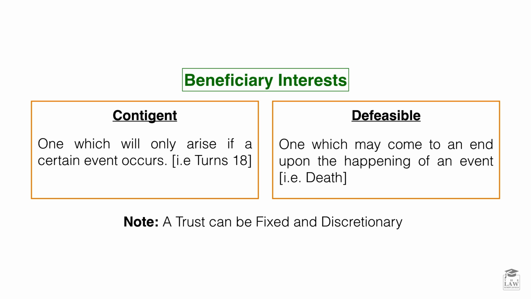Defeasible, on the other hand, is one which may come to an end upon the happening of an event, for instance, death. So in a contingent event, it does not get activated until someone reaches a particular age or accomplishes something, so on and so forth. Whereas in a defeasible situation, the trust will be activated and it will be functioning until a particular trigger occurs, for example, the death of the beneficiary. Now that we have outlined a few particular types of trusts, in the next lesson, we will broaden our reach.